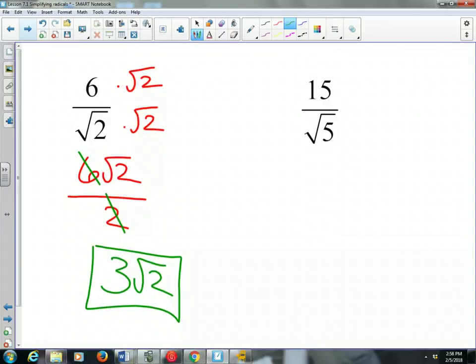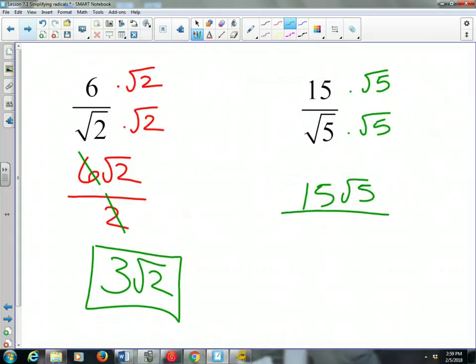Why don't you guys pause the video and try to do this next one on your own. After you tried this one, you multiplied both top and bottom by square root 5, I'm sure. So in the numerator, you got 15 square root 5. In the denominator, root 5 times root 5 is 5. And then you took 15 and divided it by 5, and you got the number 3 square root 5.